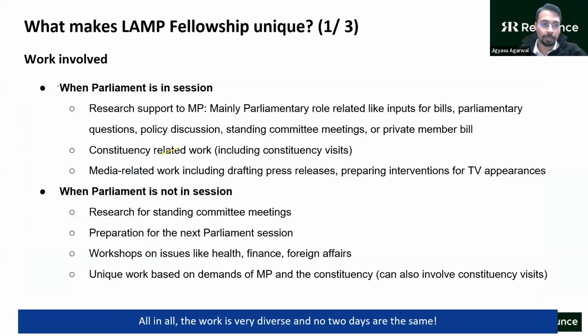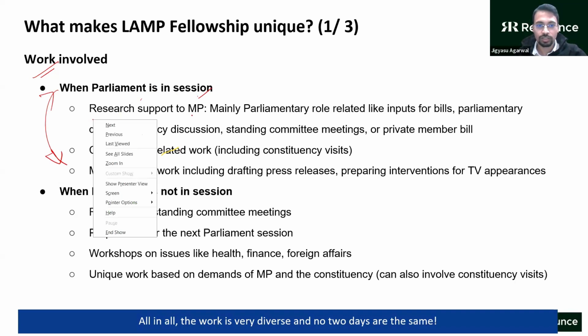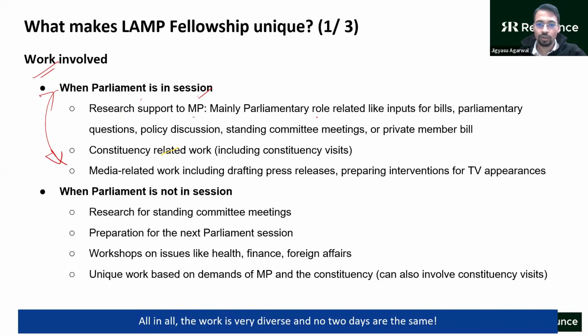What is that? Number one, the work involved. What makes the LAMP fellowship unique is the work involved. Here, there are two parts: when Parliament is in session and when Parliament is not in session. When it is in session, you will get an opportunity to provide research support to MPs, mainly related to parliamentary roles. Let's say input for some bills, parliamentary questions which they may ask or answer, policy discussions, standing committee meetings, and private members bills.